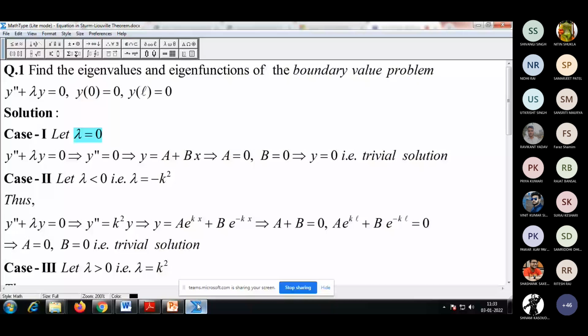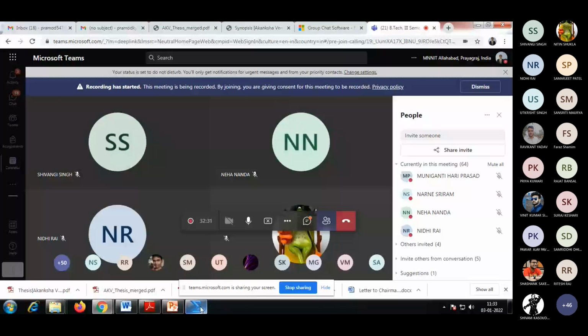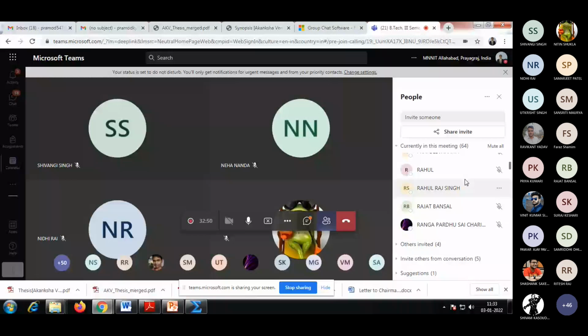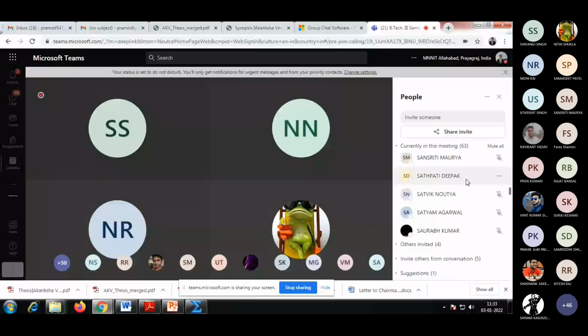Again, she's not there. Nidhi, are you not there? Faraz Samin? Faraz Samin? Rajat Bansal? Shivam Pandey? Vijay Kumar?